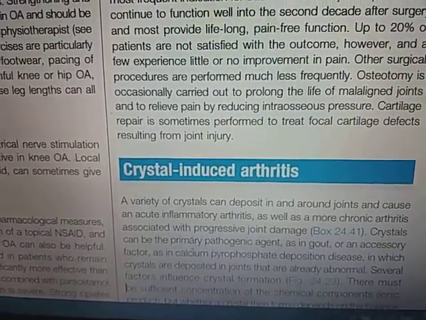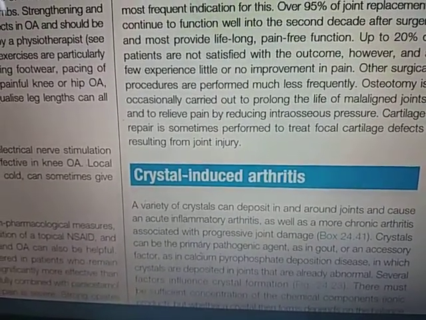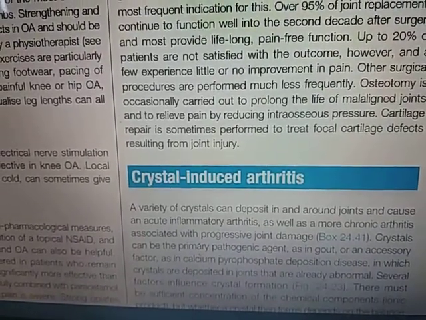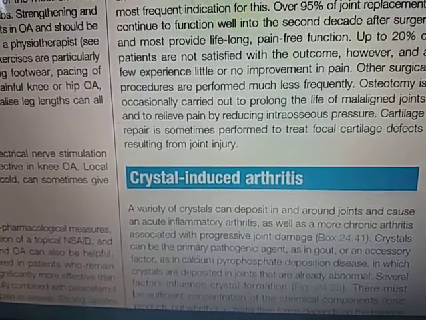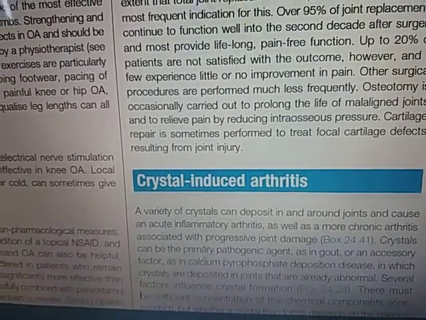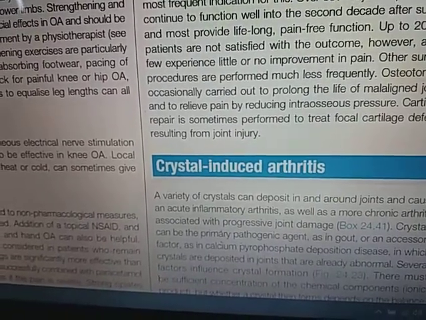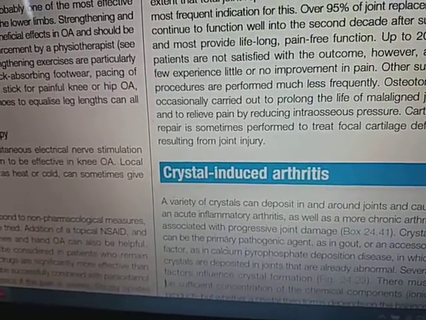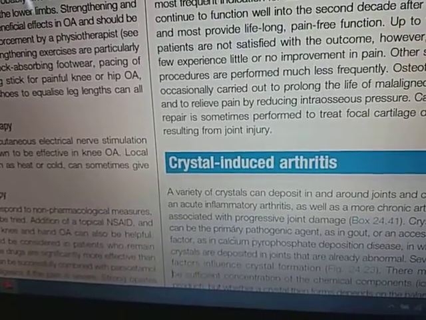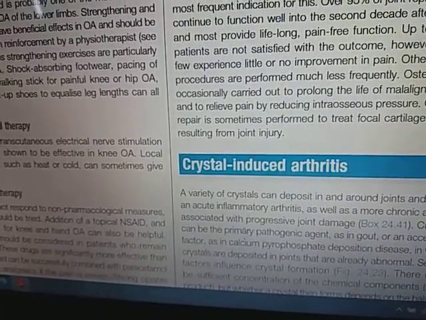Use of a walking stick is also useful for the hip and knee OA. Specialized shoes are also useful if we have leg length discrepancy. The patient having leg length discrepancy, that should be corrected by a specialized shoe elevation.